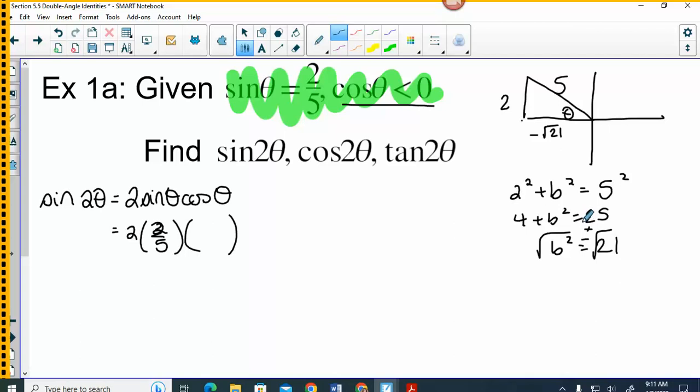So cosine, adjacent over hypotenuse, is negative radical 21 over 5. When you multiply, these 2's are outside the radical, so I multiply those together, so we get negative 4 radical 21 over 5 times 5 is 25.